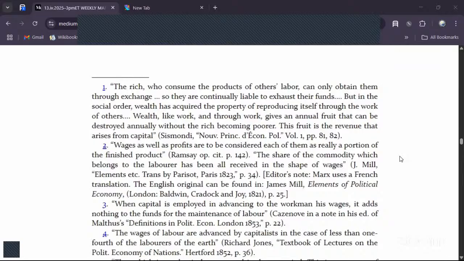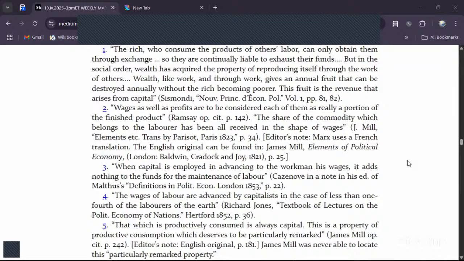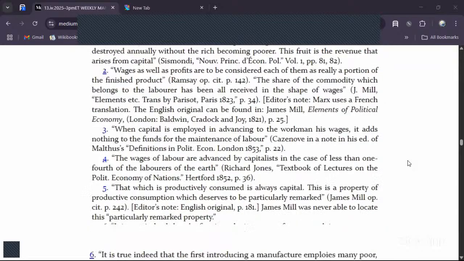Endnote 2. Wages as well as profits are to be considered, each of them, as really a portion of the finished product. The share of the commodity which belongs to the laborer has been all received in the shape of wages. Mill, 1823, and James Mill's Elements of Political Economy of 1821.